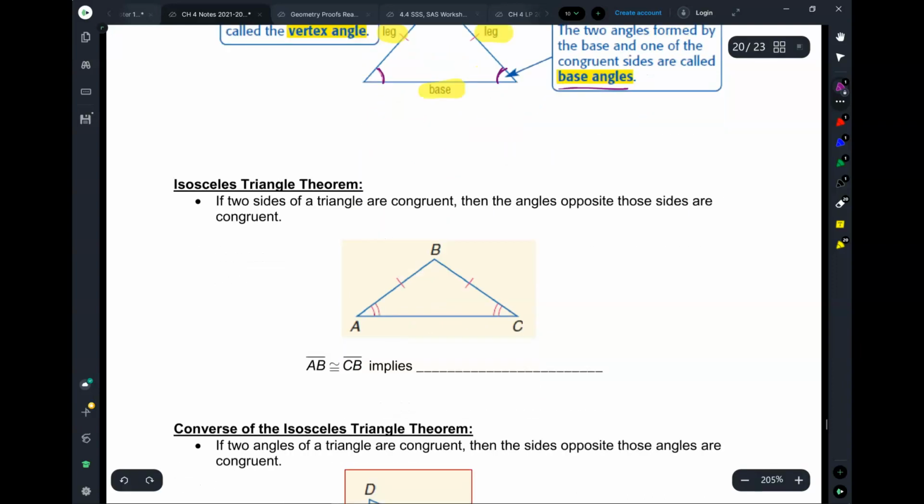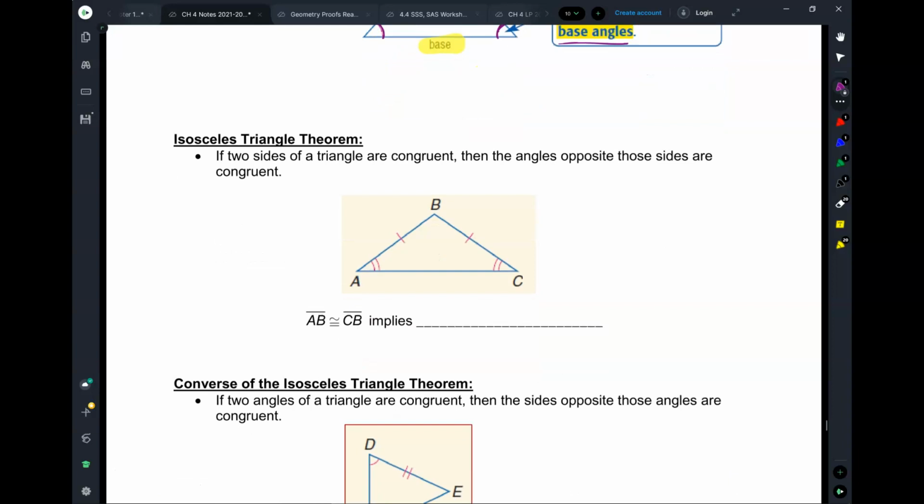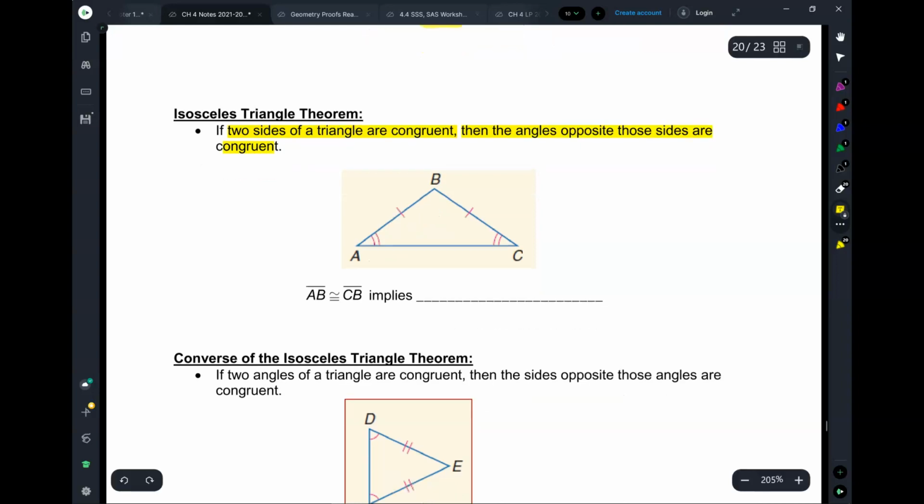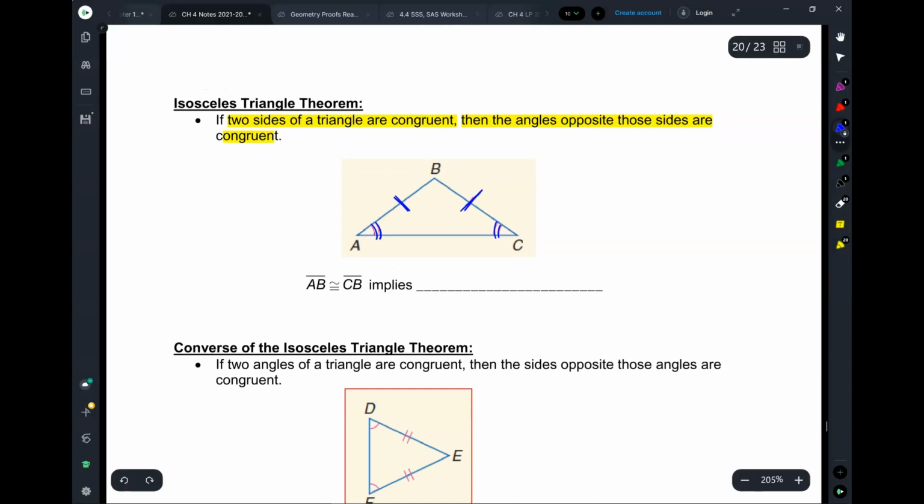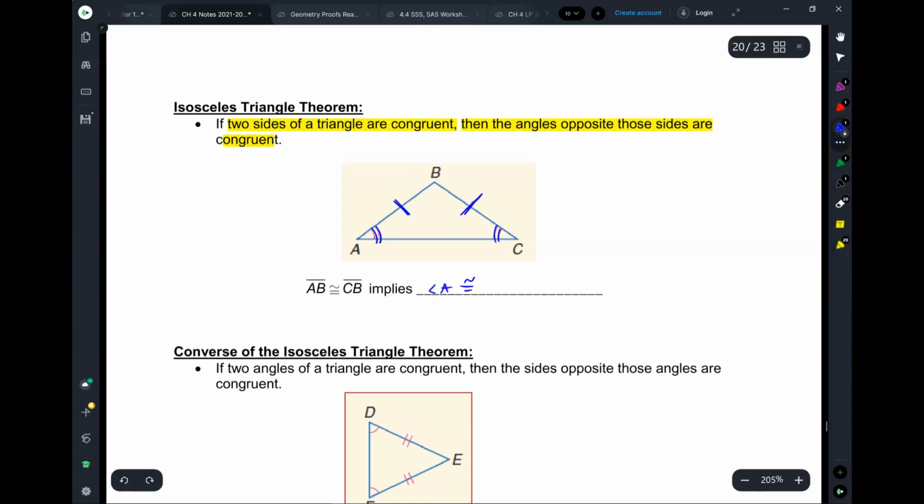Okay, so let's talk about the isosceles triangle theorem. It says, if two sides of a triangle are congruent, then the angles opposite those sides are also congruent. That's exactly what I was talking about. If these two are congruent, then these two base angles must also be congruent. So if AB is congruent to CB, that means angle A is congruent to angle C.